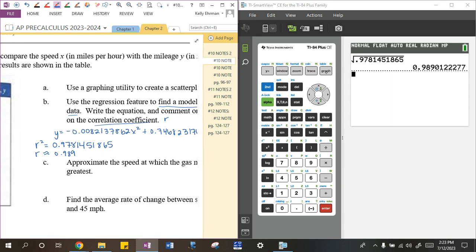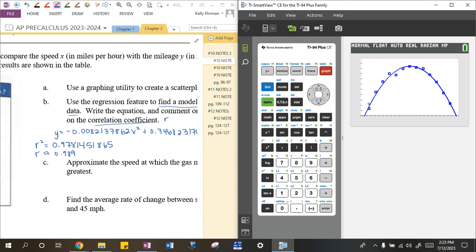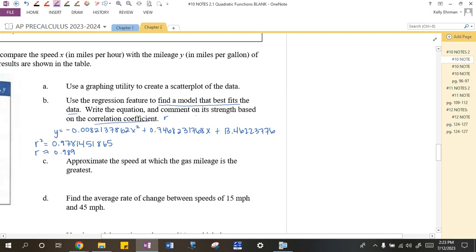And take a moment to press graph. So our curve of best fit is a pretty good fit. The points that are kind of straying are these weird ones right here. Okay, so this question said write the equation, comment on the strength. So I'm just going to write fairly strong model to fit the data.